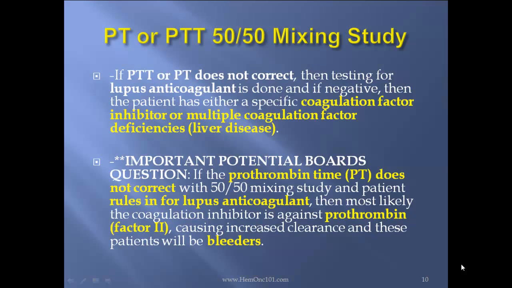If the PT or PTT does not correct, then testing for lupus anticoagulant is done, and if negative, then the patient has either a specific coagulation factor inhibitor or multiple coagulation factor deficiencies, such as liver disease. Important potential board question: if the prothrombin time does not correct with 50-50 mixing study and the patient rules in for lupus anticoagulant, then most likely the coagulation inhibitor is against prothrombin, factor 2, causing increased clearance, and these patients will actually be bleeders, not clotters, contrary to popular knowledge of lupus anticoagulant.